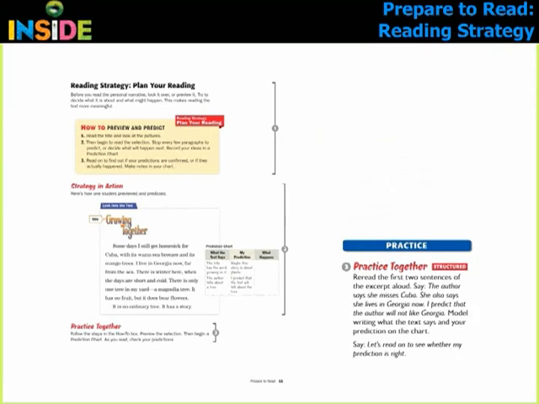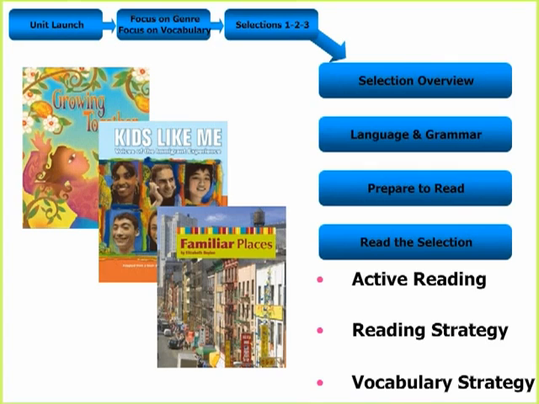Notice the sample prediction chart and the strategy in action. These help model the strategy before we get to step 3 and practice together. Now it's time to read the selection, focusing on the reading strategy and vocabulary strategy through active reading.